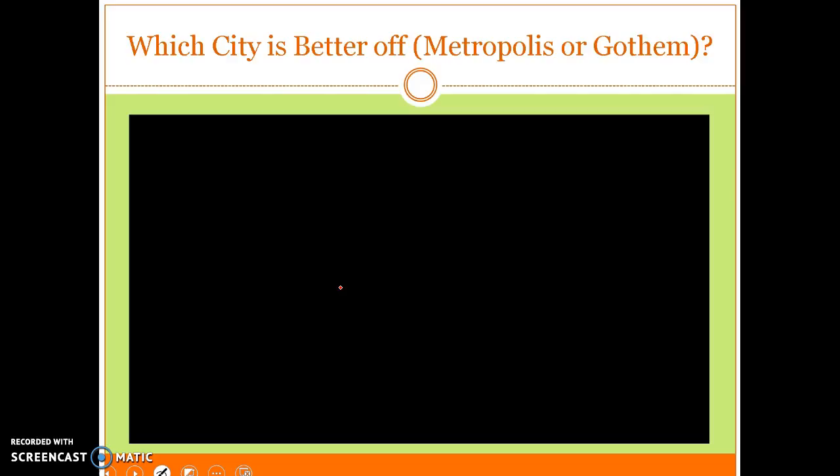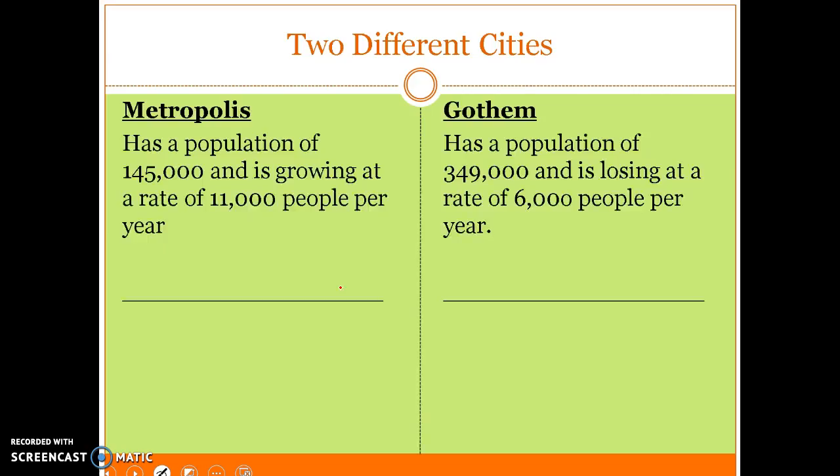If you go to the PowerPoint and watch this video, it might give you a little bit of a tease into this first problem, which is about Metropolis and Gotham. So Metropolis is the home city for Superman. Gotham's the home city for Batman. The population right now of Metropolis is 145,000 people, but it's growing at a rate of 11,000 people per year. Must be that Superman's there, he's pretty popular, people want to see him.